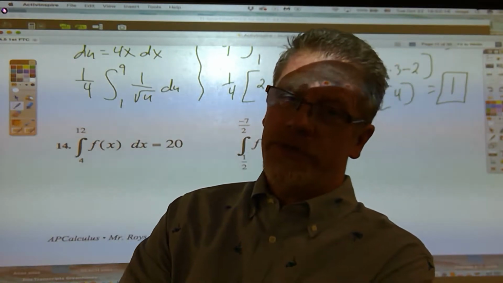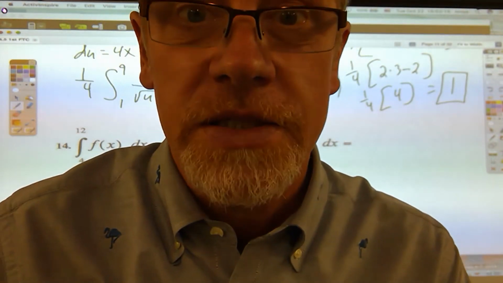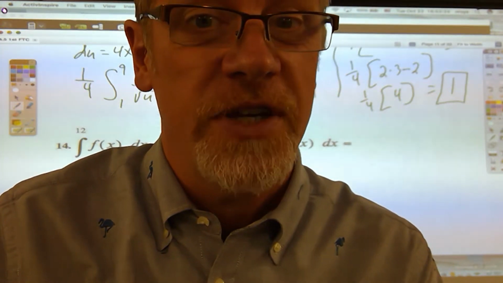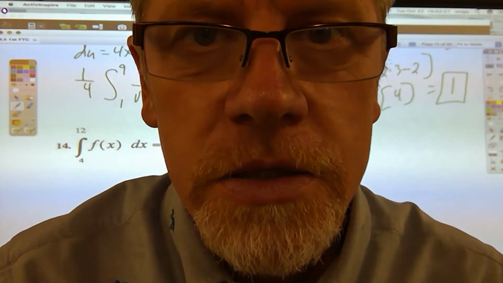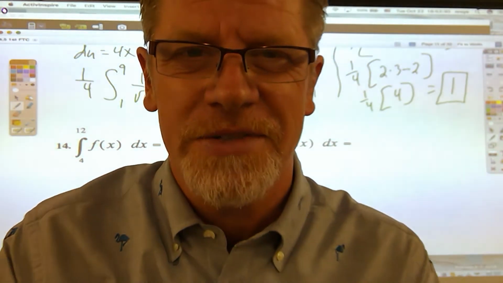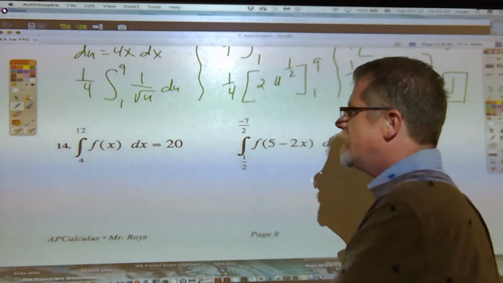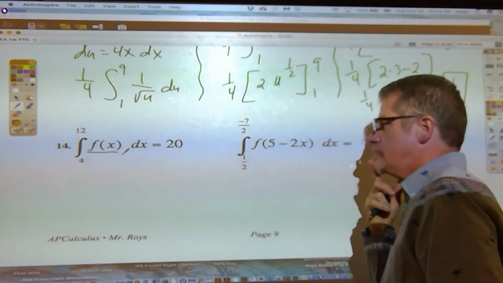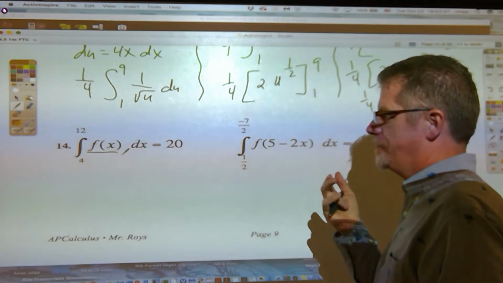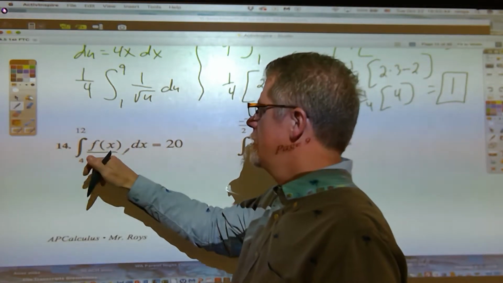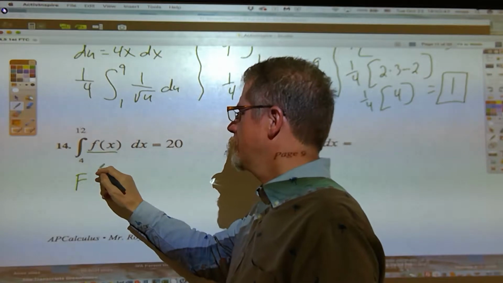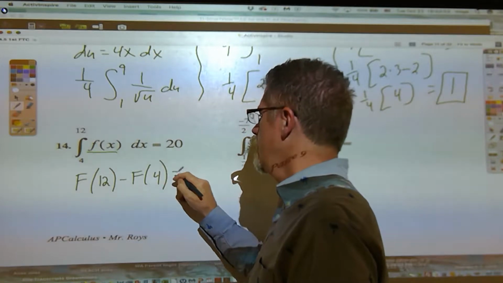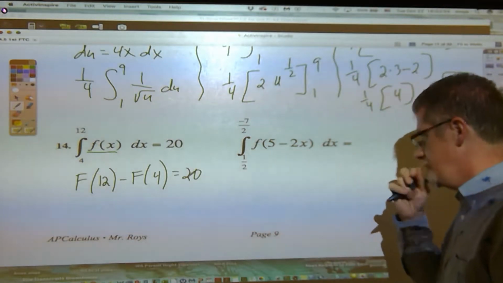But if you know the fundamental theorem of calculus, in fact, these problems are fancy ways for test authors to see if you really understand the fundamental theorem of calculus. So let's take a quick look at how to use the fundamental theorem of this. I don't know what f of x is, but I know the answer is 20. So that means there's some antiderivative of f, I'll call it capital F, evaluated at 12 minus capital F evaluated at 4, that's giving me 20. So that's one thing I know about this.